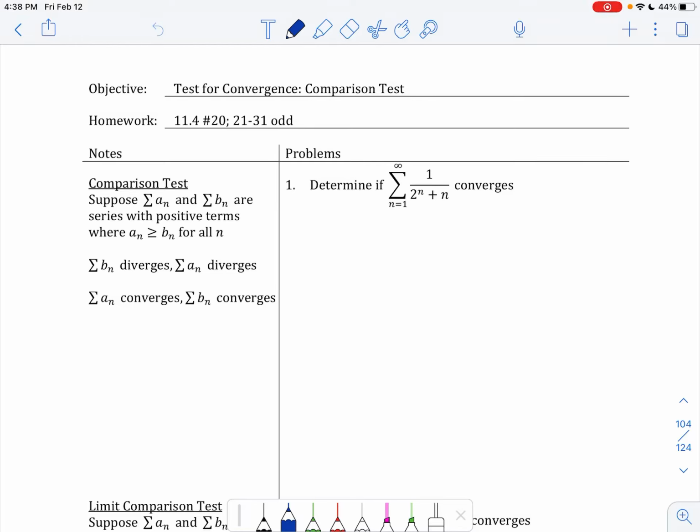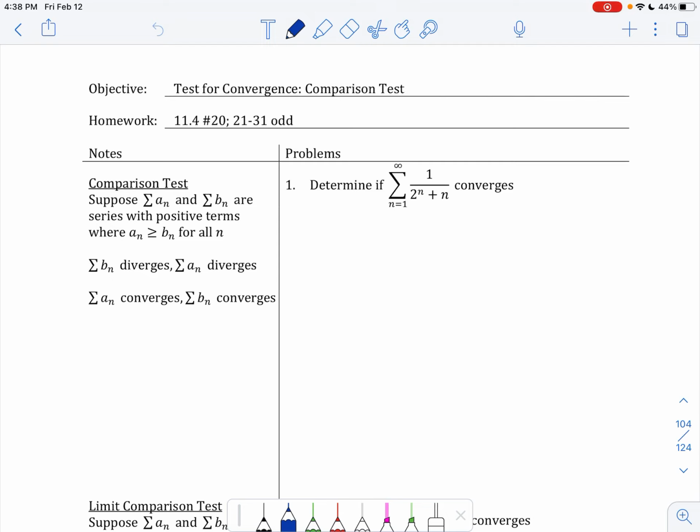Hey all, so we're going to keep talking about a couple more tests for convergence, and we're going to talk about three of them pretty quickly, but they are relatively basic. They're not adding in anything super new, but do get yourself ready for notes, and we're going to talk about the comparison test, and then we're going to do a brief sidetrack on something called p-series.